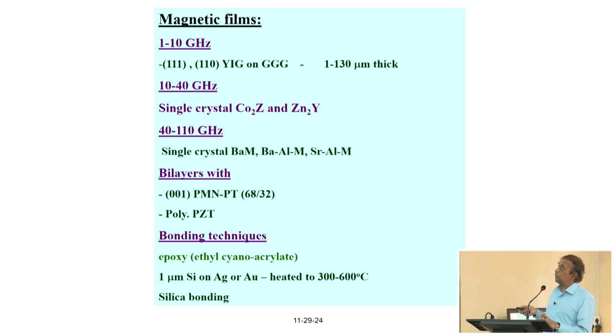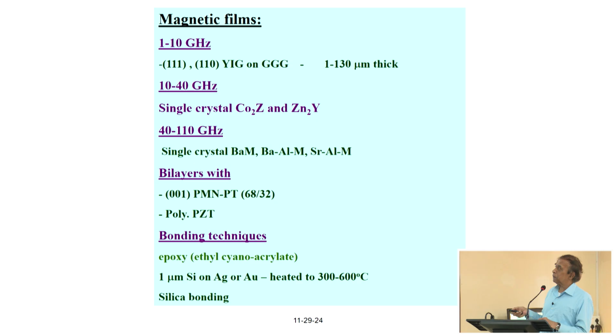So, as I mentioned earlier, depending on the frequency where you want to operate the device, you have to choose the appropriate ferromagnetic oxide, and for 1 to 10, maybe 12 gigahertz, yttrium iron garnet. These are usually deposited on gadolinium gallium garnet substrates, and the best technique for depositing these films on GGG would be liquid phase epitaxy. For single crystal Z and Y type ferrites, you can use LPE, but you may have to use other techniques such as pulsed laser deposition or chemical vapor deposition.